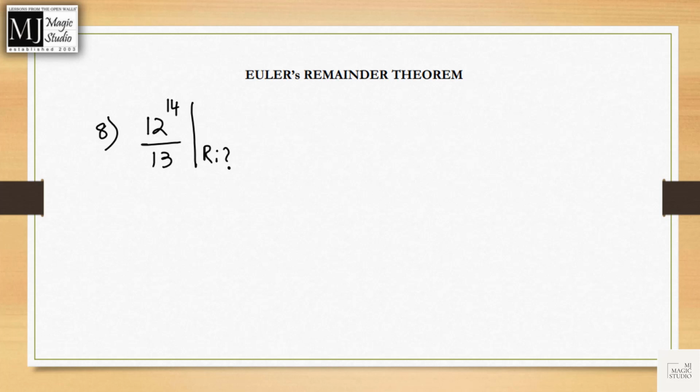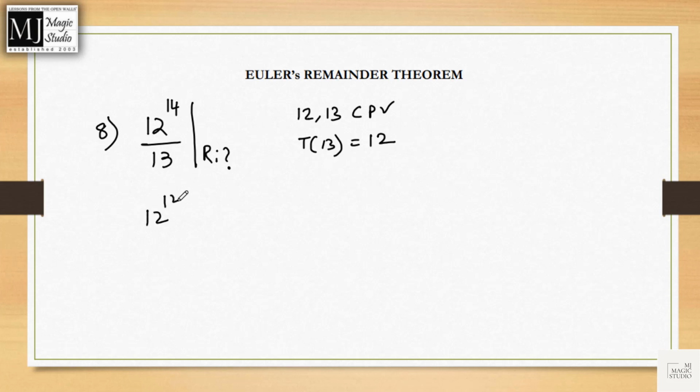This question can be easily treated with the help of our arithmetic algebraic rule of factor theorem or remainder theorem. Let's see how it fits in Euler's theorem. 12 and 13 are co-prime, checked. Totient number of 13 is 12, clear. As 13 is a prime number, the totient number is 13 minus 1, 12.